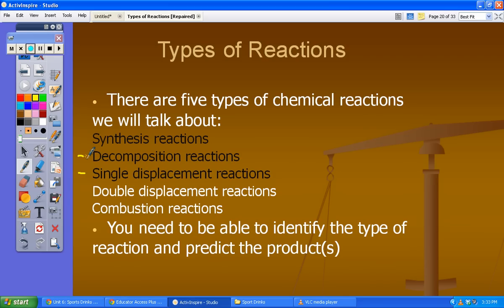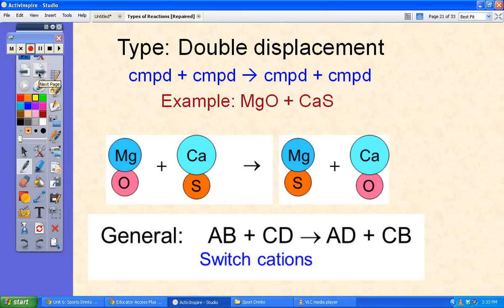Decomposition reactions and synthesis reactions, we've covered those three. Double displacement, this one really pertains to the acids and bases, but basically this is the same as a single replacement. What we're doing is we're switching cations. So here we have magnesium oxide and calcium sulfide. Those two are going to exchange, which makes it magnesium sulfide, calcium oxide. So we have four compounds, two compounds as products, two as reactants when we're done.